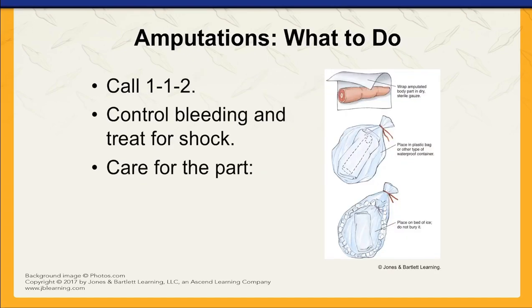So what do you do when there's an amputation? First of all, pick up that phone and call 112. Treat the patient for shock and control the bleeding as best as you can. The next thing is to care for the body part that's been cut off. First, make sure you have your gloves on. Wrap that body part in a wet, sterile gauze or a clean cloth. Make sure it's wet.